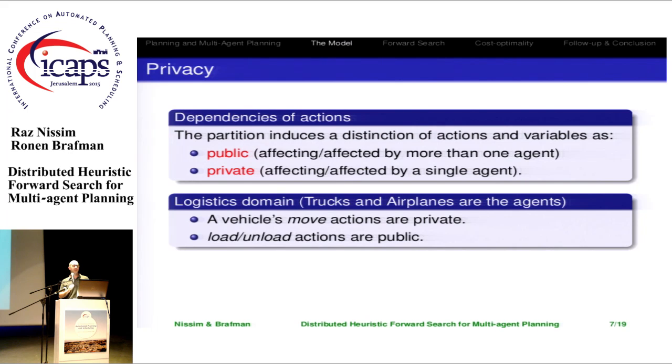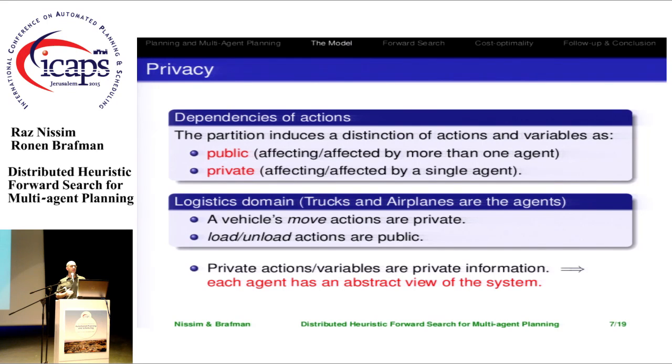So the issue of privacy and how we define it is a key issue here. And once we partition the actions between agents, this induces a distinction between public and private actions, where public actions affect or are affected by more than one agent, and private actions affect only the agent performing them. In the logistics domain, move actions are private since they only change the location of the agent performing them, and load and unload actions are usually public because they can achieve or destroy preconditions of other agents' load and unload actions.